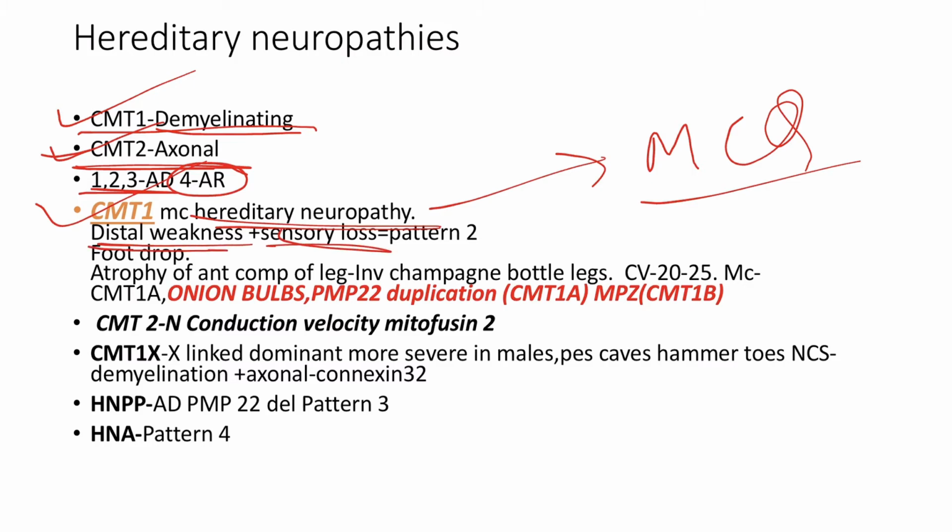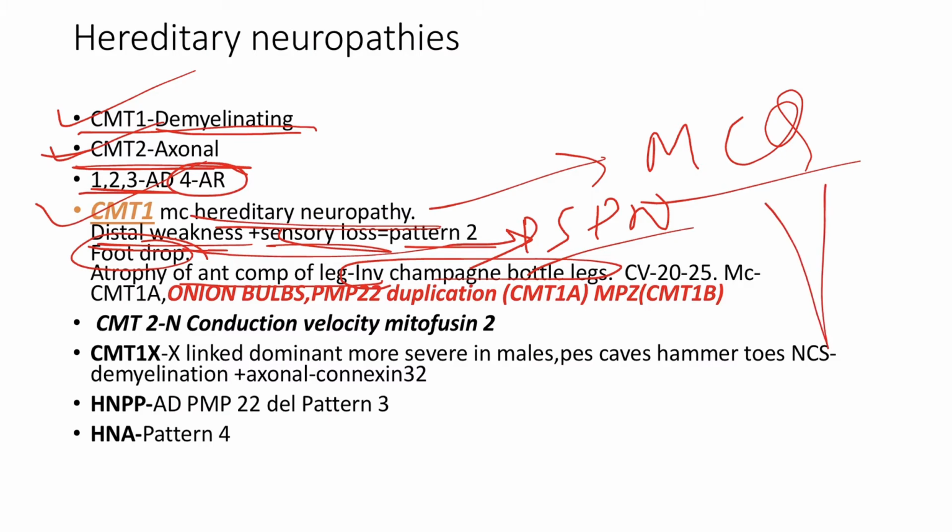What is this pattern? The second pattern, that is DSPN. Okay, distal symmetric sensory motor polyneuropathy. And you can get foot drop because there is distal weakness. There is atrophy of the anterior compartment of the leg. That anterior compartment atrophy actually gives the appearance of this inverted champagne bottle cork. That leg will look like this. So that's why you get champagne cork legs.